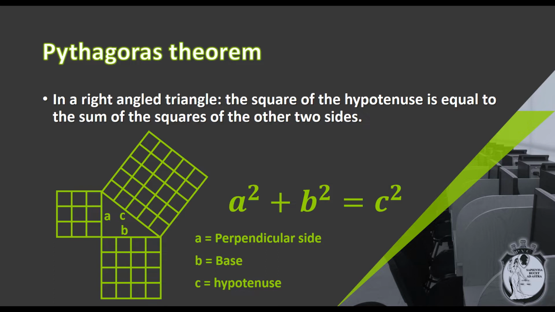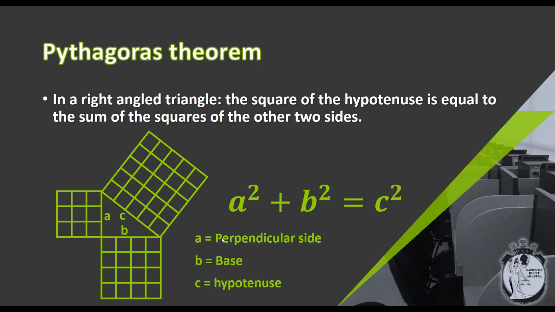Today we will see the Pythagoras theorem. I will read the theorem. In a right angle triangle, the square of the hypotenuse is equal to the sum of the squares of the other two sides. Okay, this is the formula, and this is an explanation of that theorem.